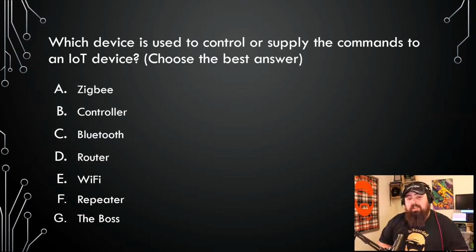This is actually a repeat question from last week. We didn't have too many people get this one right, so I decided to leave it in this week's study group. So, which of the following is used to control or supply commands to an IoT device? IoT, Internet of Things, is definitely something that you need to know for the CompTIA A+ exam.